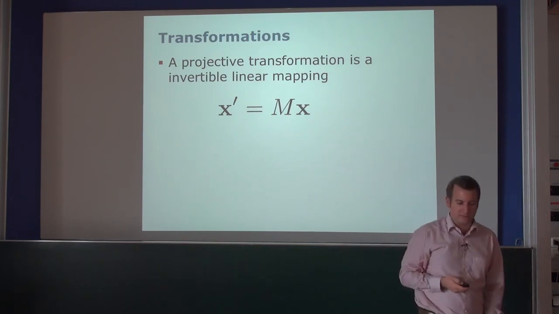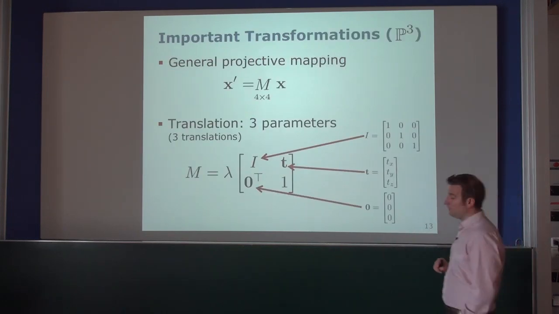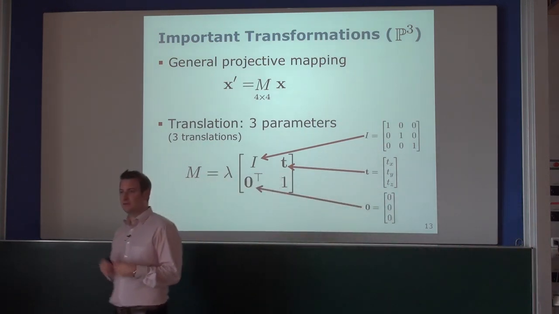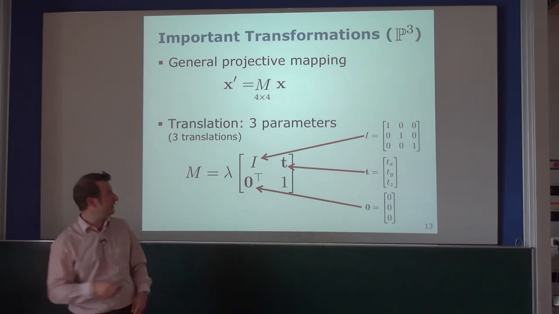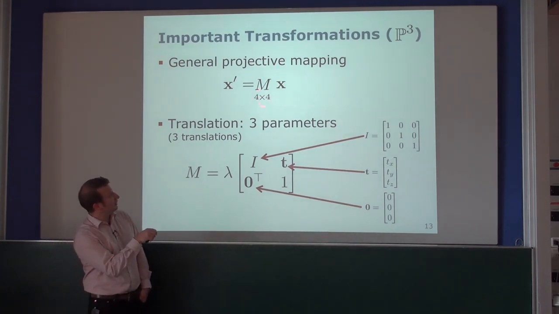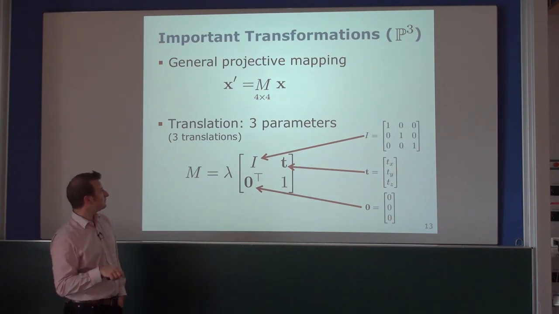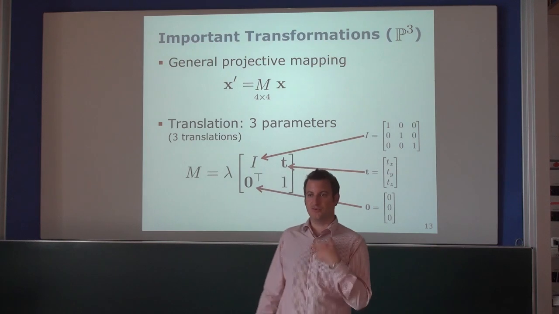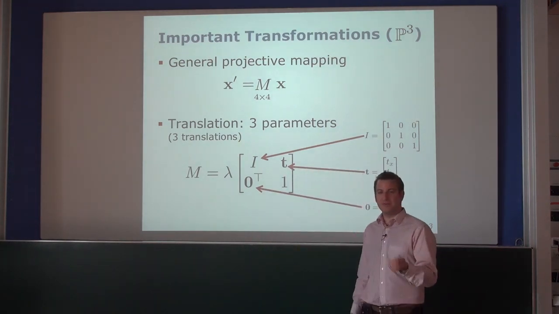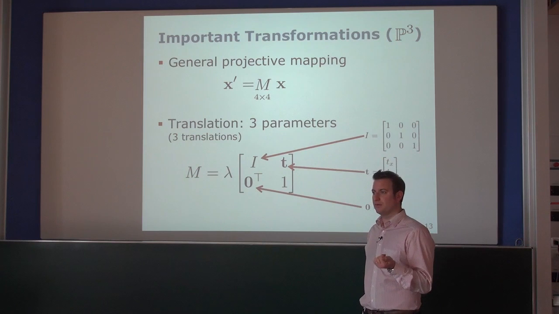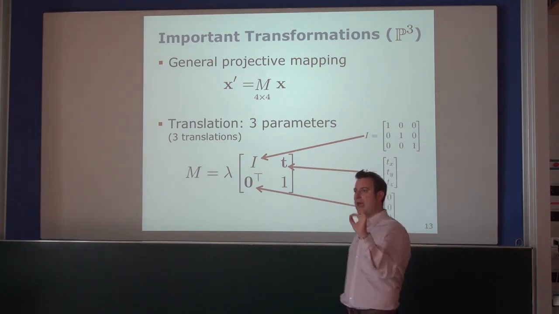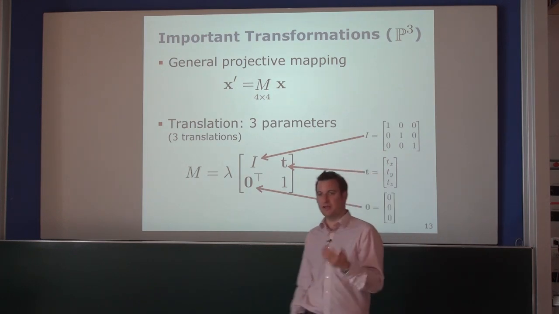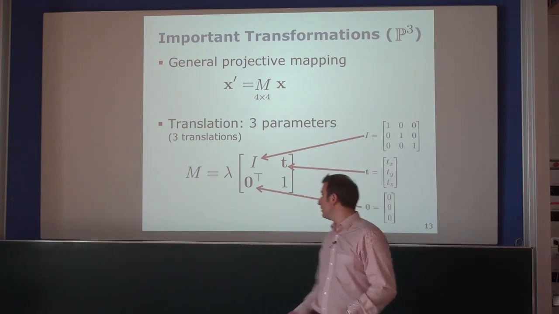So how does this matrix look? Assume we are living in the 3D Cartesian world, so we have a 4D vector and therefore a 4x4 matrix over here. That's our matrix M. The first thing we want to do is express translations, so just pure translations in this space. That was something we couldn't do in the Euclidean space by a matrix transformation. We would have to add a vector to a vector, but in the Cartesian world we cannot express this by a matrix multiplication.